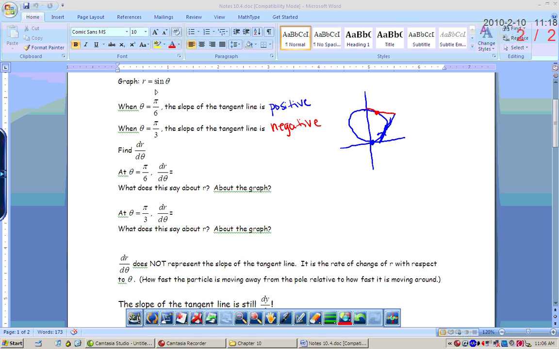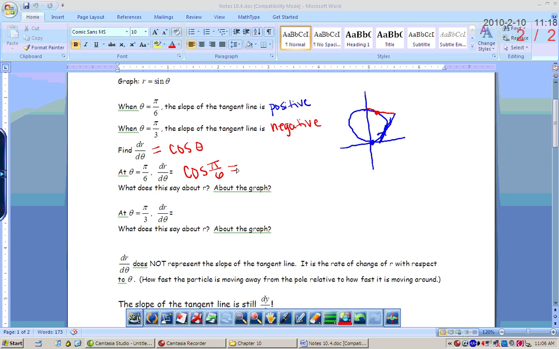Okay, given the equation r equals sine theta, I want to find dr d theta, so the derivative of r with respect to theta. So what do you think dr d theta is going to equal? Cosine theta. Yeah, it's not a trick question. The derivative of r with respect to theta of sine theta is going to be cosine theta. All right, at pi over 6, dr d theta equals what? What do we need to do to evaluate dr d theta at pi over 6? Yeah, plug it in. Find the cosine of pi over 6.